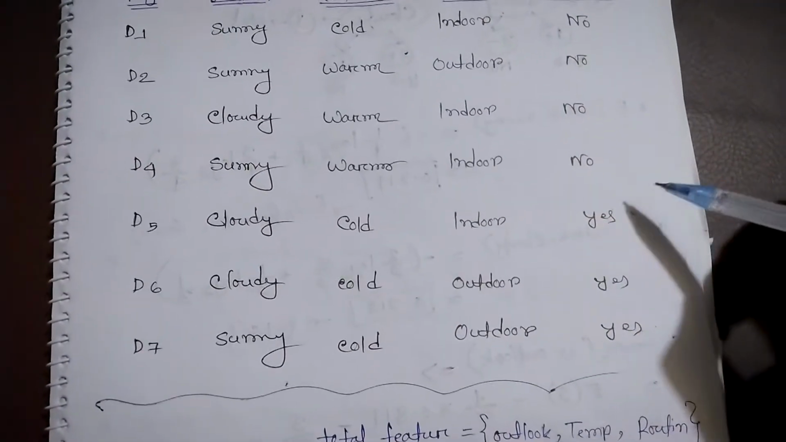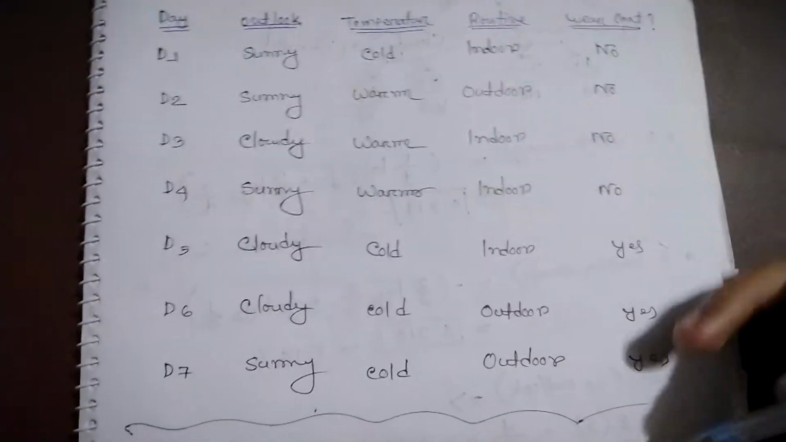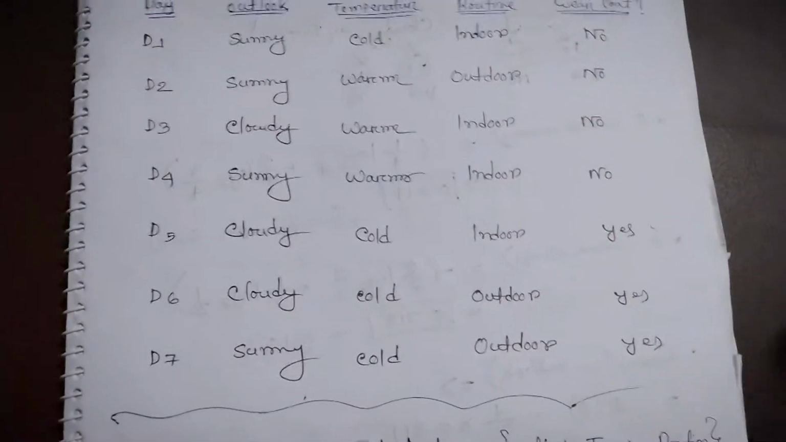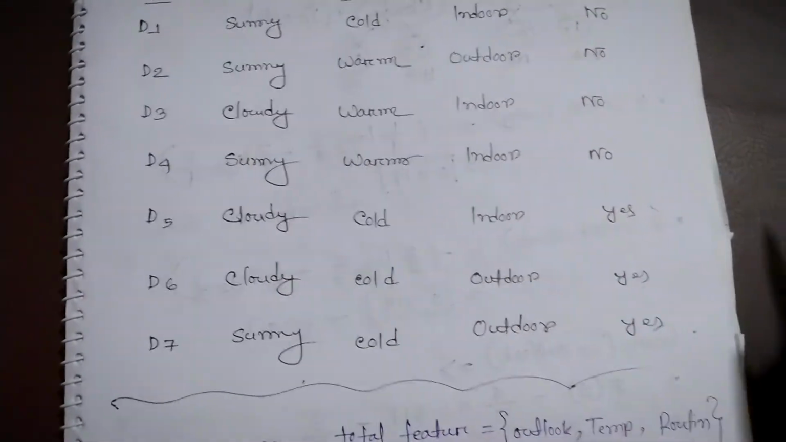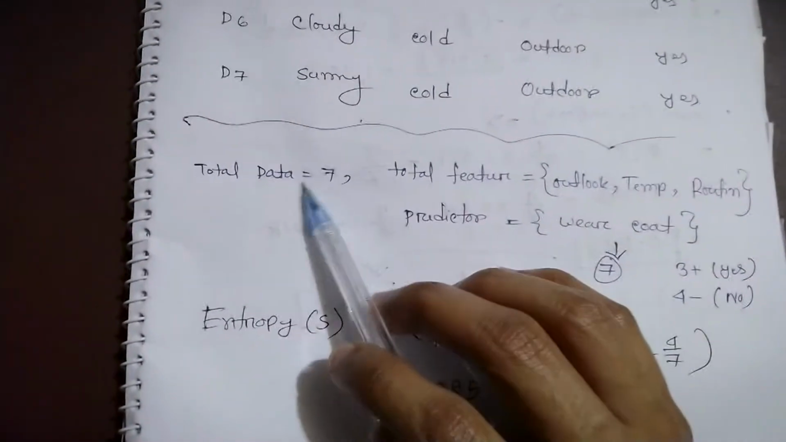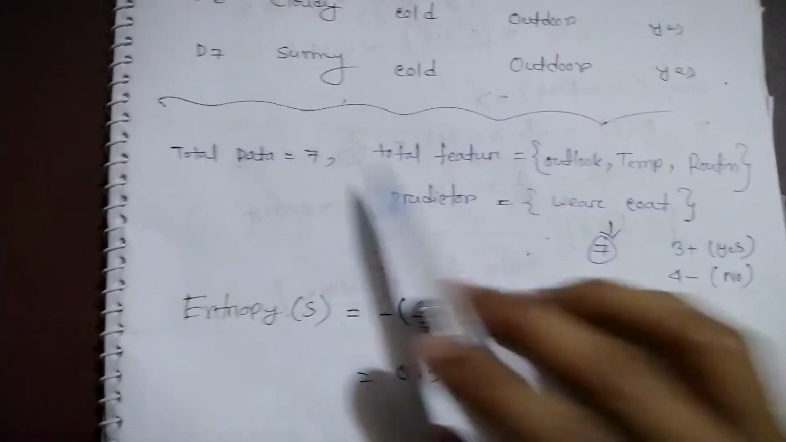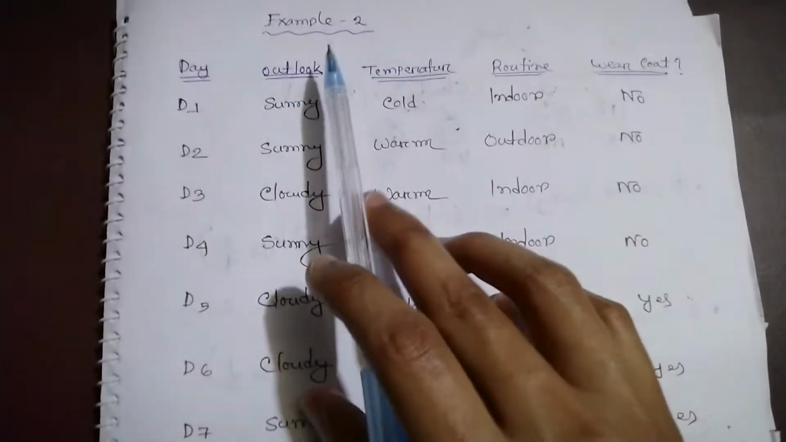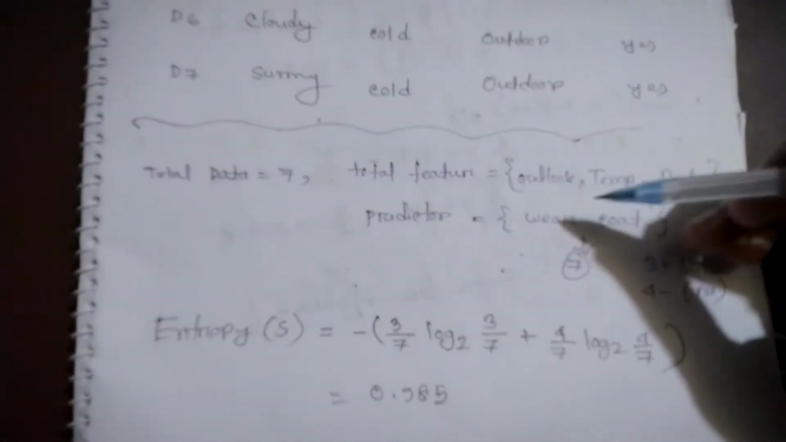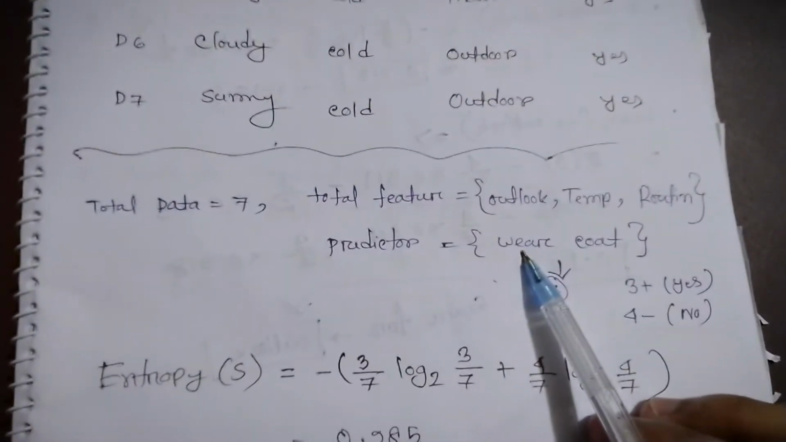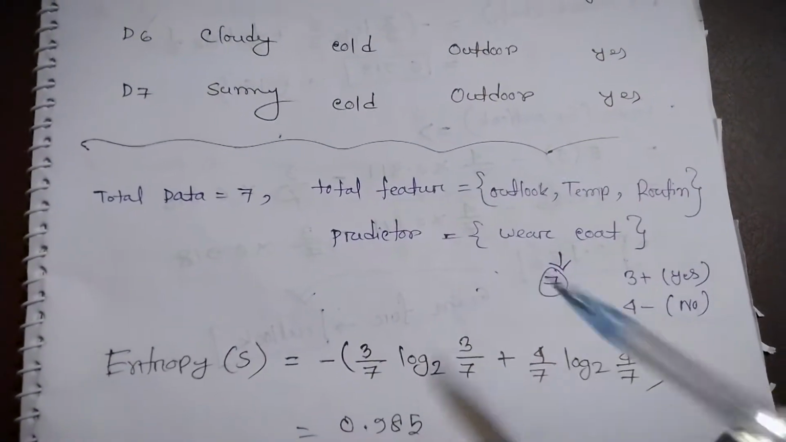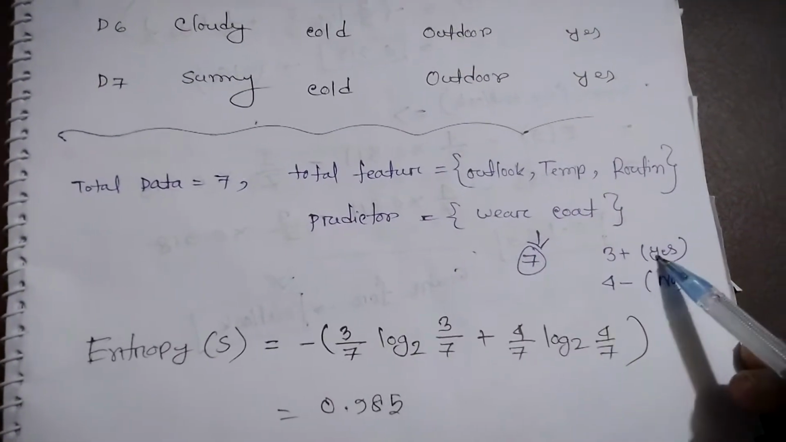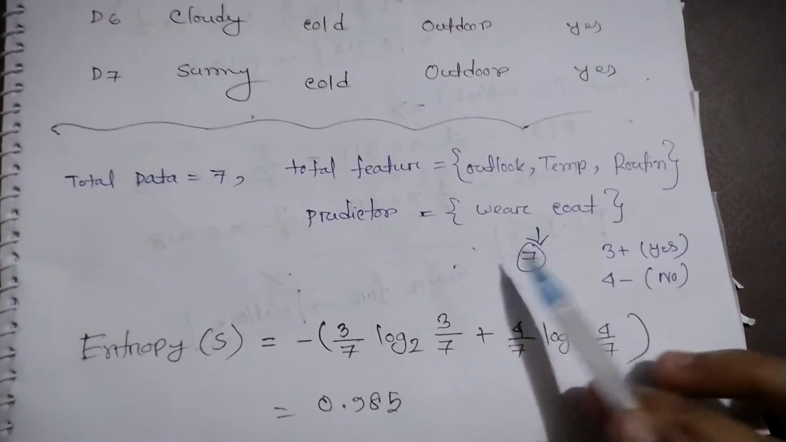And the probability of yes is 3 by 7, because 7 is the total outcome, and out of that 3 is our yes. So 3 by 7 is our main probability of getting yes in the total set. Our total data is 7 and our total feature data is 3: outlook, temperature, and routine. This is our feature. The predictor we need to find, which takes the decision on whether we should wear a coat or not based on this weather condition. Our total yes is 3, total no is 4, total is 7.